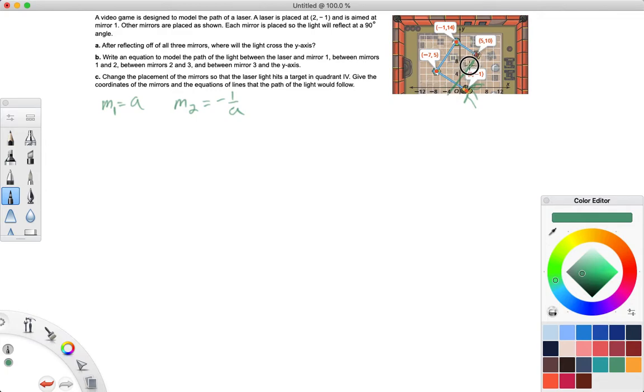So what we really want to do is find the equation of this line right here, and we can do that. We know a point, and we can figure out the equation of this line, and then we'll be able to figure out what our perpendicular is and figure out our y-intercept from there. So let's go ahead and go into this.